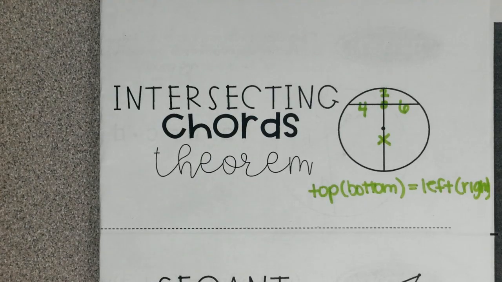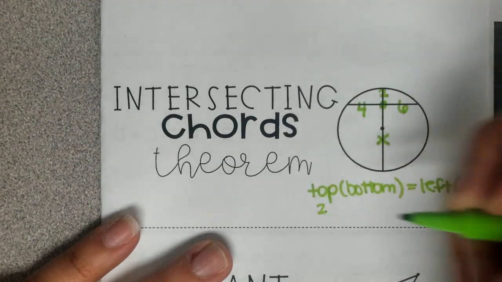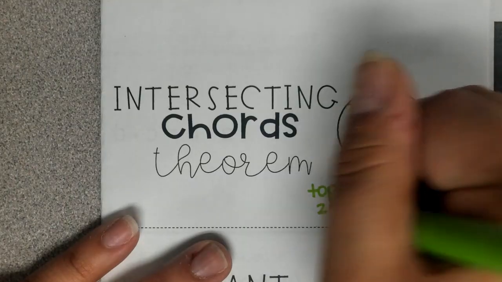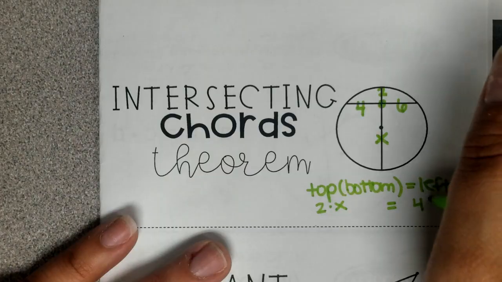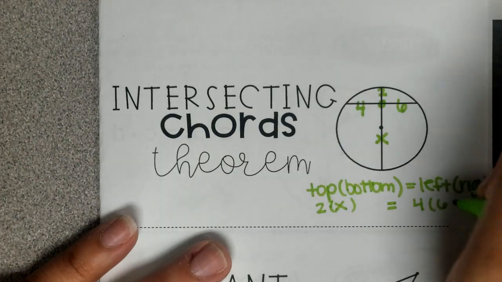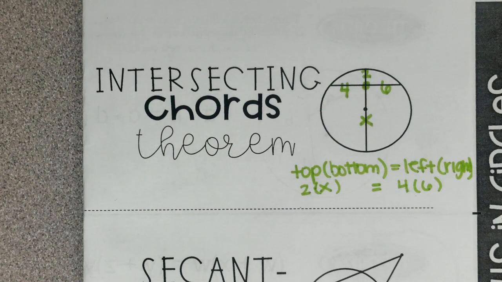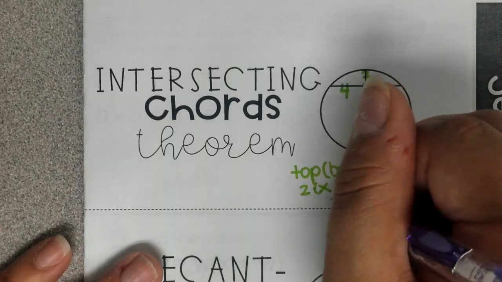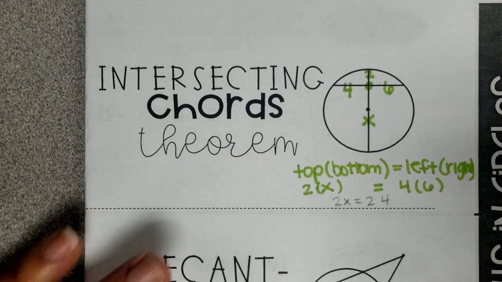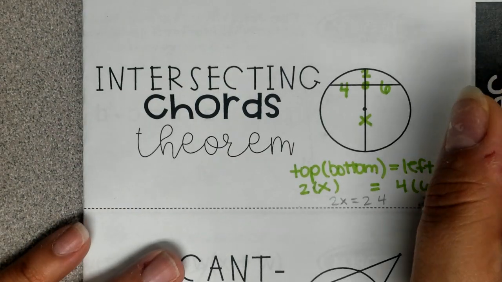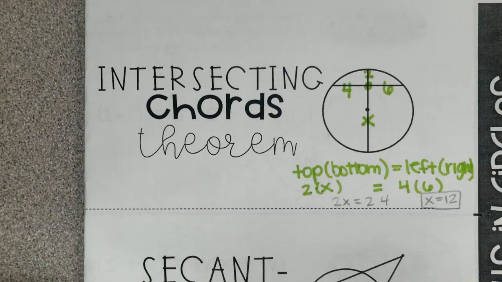What is up top? 2. What is on the bottom? X. Equals, what is to the left? 4. What is to the right? 6. How do I get X by itself? 4 times 6 is? So do y'all agree this would be 2X equals 24? How do you get X by itself? So what does X equal here? Okay, does that make sense?